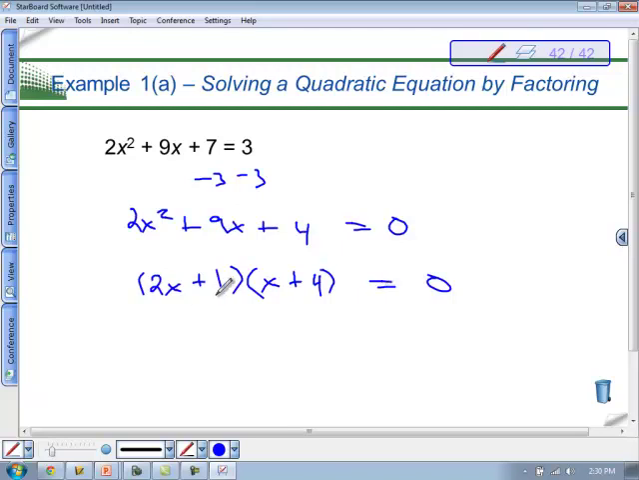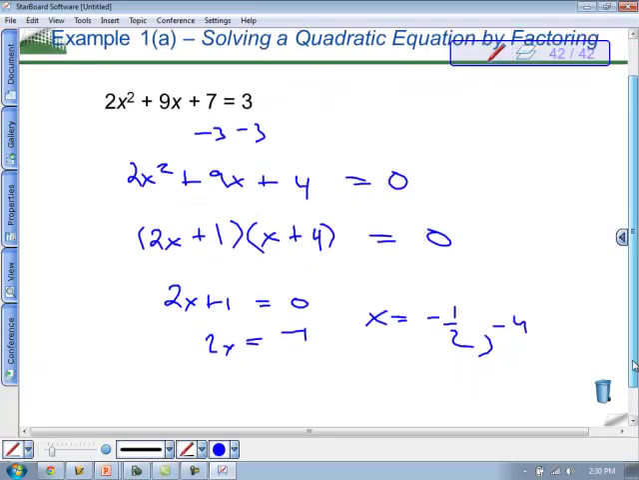And then from here, you can see that the solutions come from when these factors are 0, because 0 times anything is 0. So set the first factor equal to 0, subtract 1, and divide both sides by 2, and you get x equals negative 1/2. So x equals negative 1/2 is a solution, as well as negative 4. Those are the two solutions.